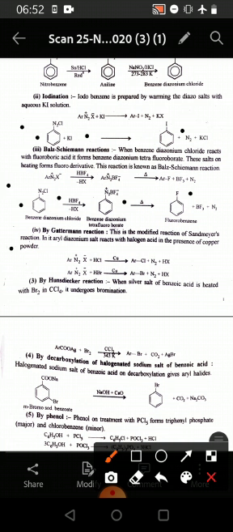Next we come to the Gattermann reaction. This is a modified version of the Sandmeyer reaction. In it, aryl diazonium salt reacts with halogen acids in the presence of copper, and with HCl it gives aryl chloride, and with HBr it gives aryl bromide.